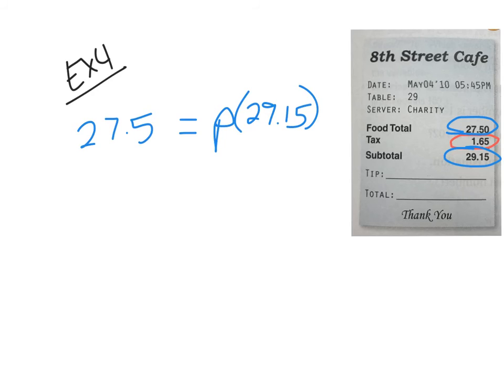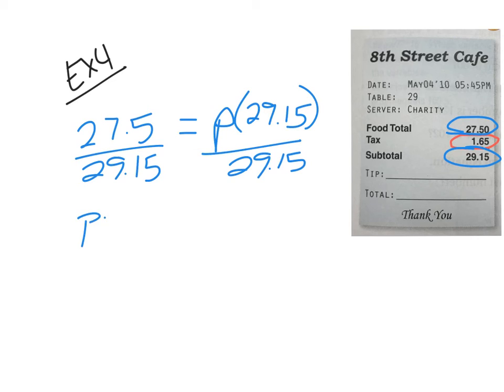So now we solve for percent by dividing by 29.15. So what's 2750 divided by 2915? Should get a decimal. That's not right. Did you do... Oh, it's not 27.5, you're right. My fault. 27.5 is the part. We're trying to find the tax, so this would be 1.65 here.